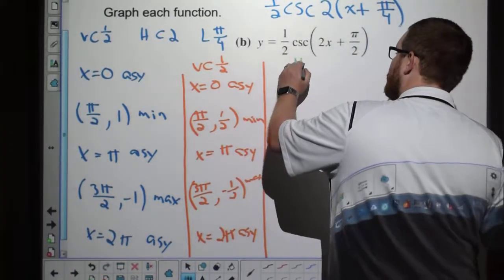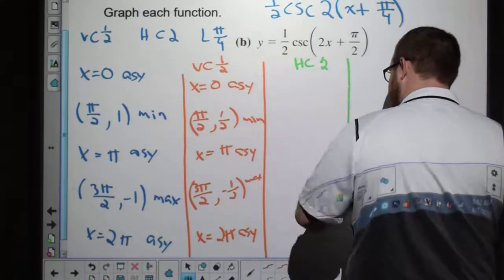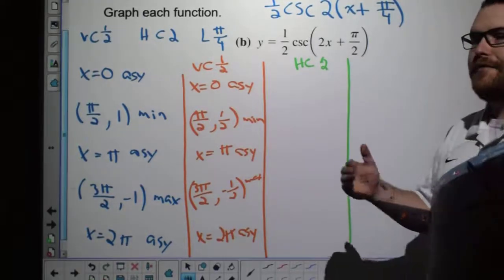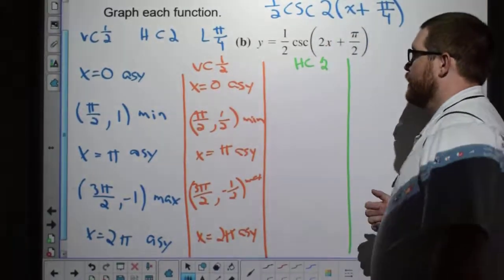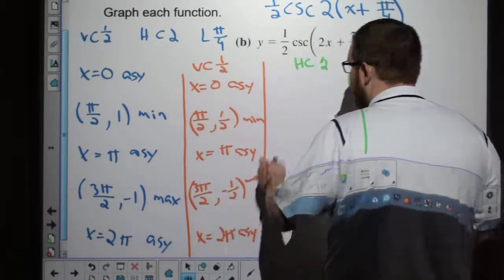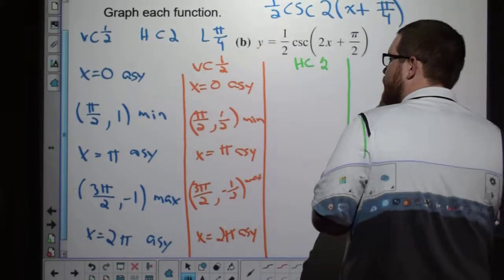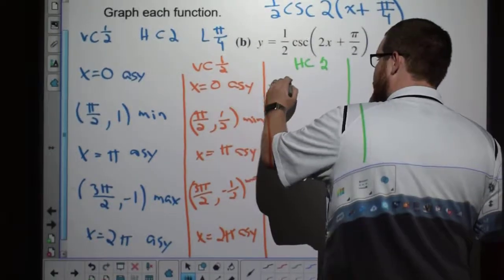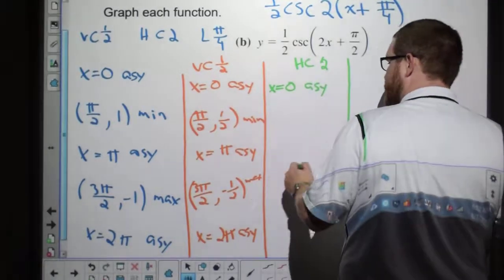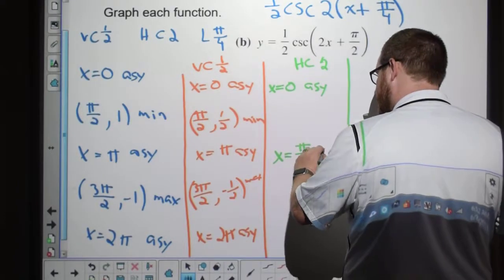Now we have to do the horizontal compression by 1/2 or by 2. So in other words, everything is going to get 1/2 as big, going to compress it 1/2, but the x values. So I'm going to multiply all the x values, not by 2. Remember, do the opposite of what you think you should because it's with x. So if I multiply x equals 0 by 1/2, I still get x equals 0. If I multiply pi by 1/2, I get pi over 2.